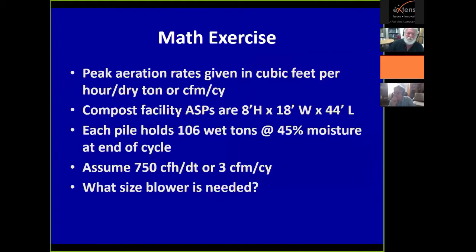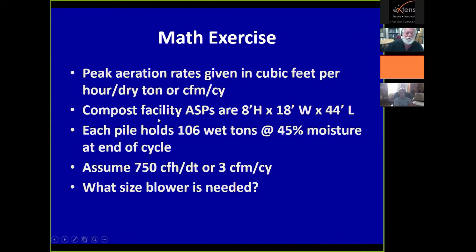Okay, I'm going to walk you through a math exercise on how to calculate what size blower you need for a pile. Now, as we talked about earlier, peak aeration rates are given in cubic feet per minute per cubic yard. That's one technology vendor's approach to it. Or the engineering approach from the book called Compost Engineering by Roger T. Haug, which I strongly recommend for all your libraries. Tim's a good friend of mine, and it's a brilliant book on compost engineering. He uses cubic feet per hour per dry ton.